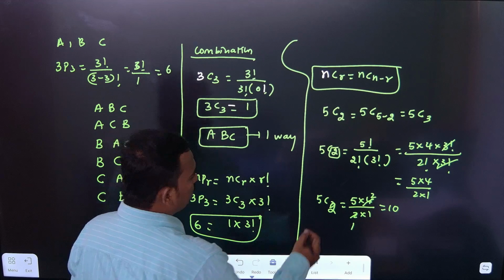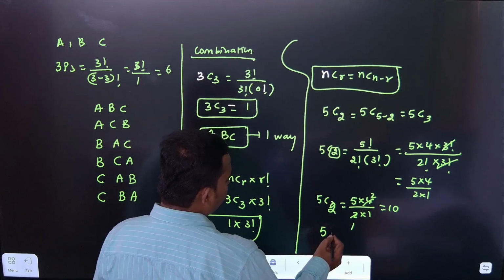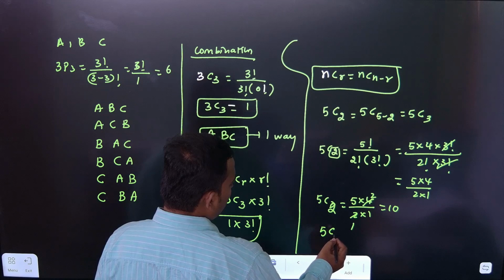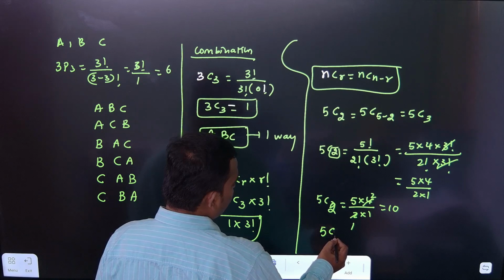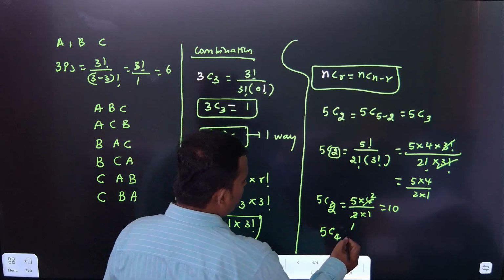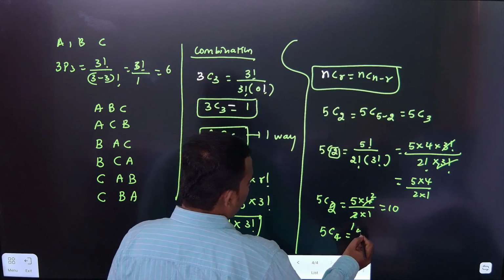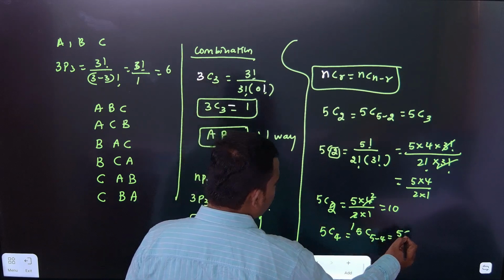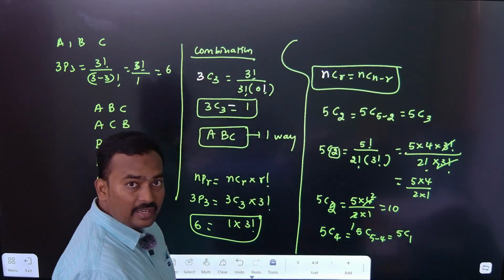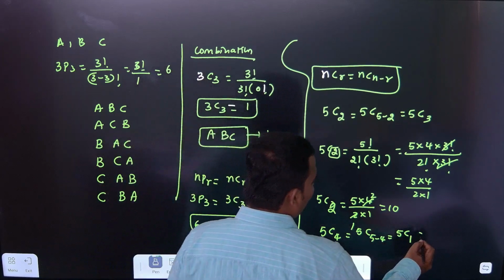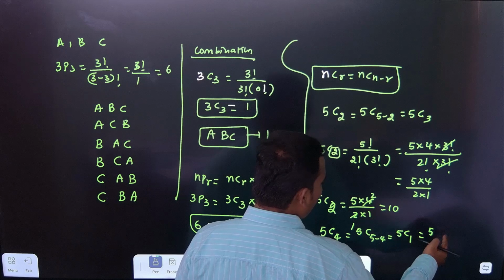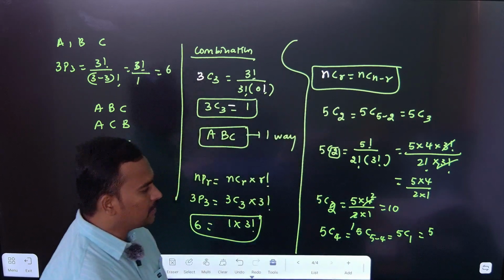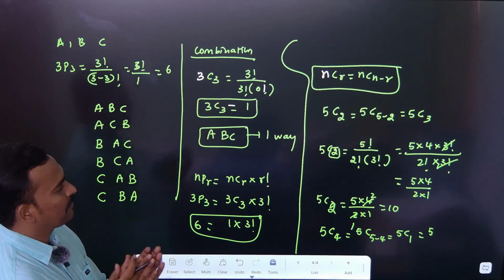If I take 5C, let's take 4. 5C4 is same as what? 5C, 5 minus 4. This is what? 5C1. 5C1, what you can do? One time only you have to reverse, right? 5 into 1 time, that's right. It's a 5 only possible, right? Okay, fine.